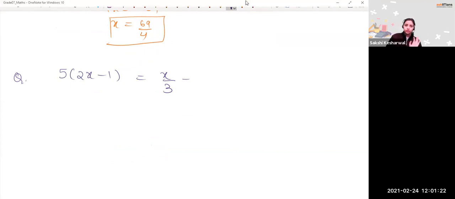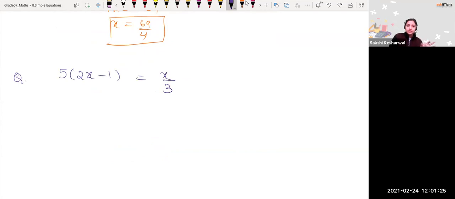So it's x by 3 given, right? Now, this 3 is in the division, so try to make it multiplication. Shift it to the other side. So 3 into 5 will become 15 into 2x minus 1, right or not, which is equal to x. Now use the distributive property. 15 into 2 is 30x, right? 15 into minus 1 is minus 15, which is equal to x.